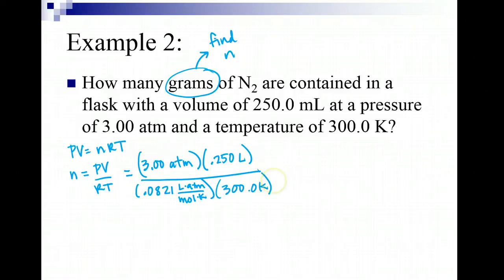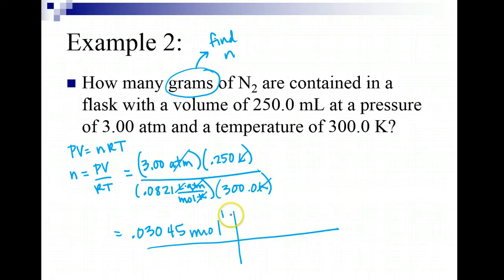Now a lot of students will get to this point, they'll crunch out their answer, and they will get 0.03045, and they think they're done. But if you go ahead and cross out your labels, atmospheres are gone, liters are gone, Kelvin is gone, that will leave moles. And the question asked for grams of nitrogen, not moles of nitrogen. So there is that added step of having to change moles of nitrogen into grams.